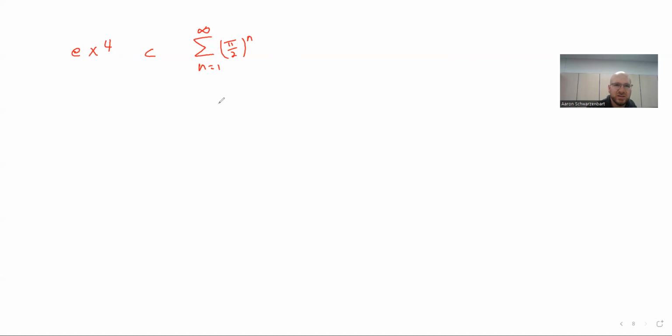My first term is pi over 2. My common ratio is pi over 2 as well. My common ratio being greater than 1 means this will diverge. So with geometric series, the absolute value of the common ratio is less than 1. It's convergent.